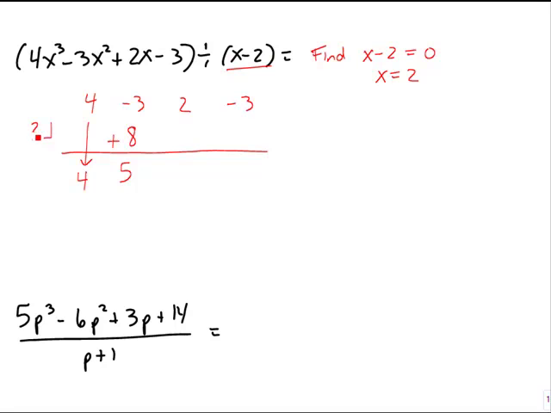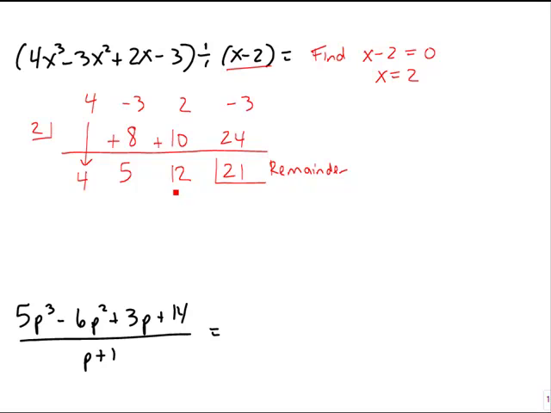Then we multiply again. 2 times 5 is 10, and then you add down. 10 plus 2 is 12. Then we multiply. 2 times 12 is 24. And then we add down. -3 plus 24 would be 21. So when we get our final solution, we're going to say that this number in the end is our remainder. And these numbers to the left of that remainder are the coefficients of our quotient.